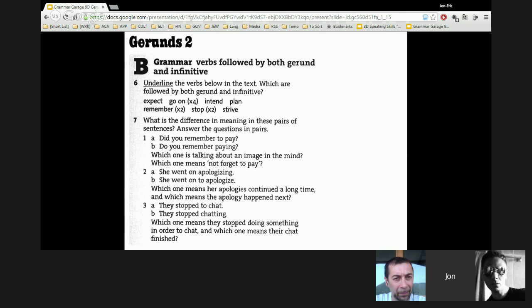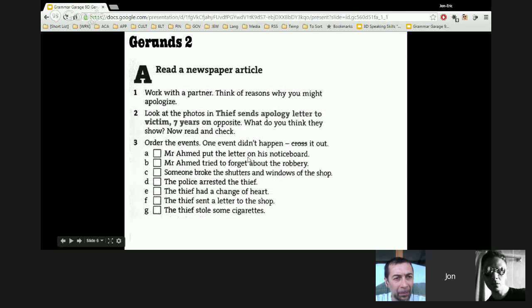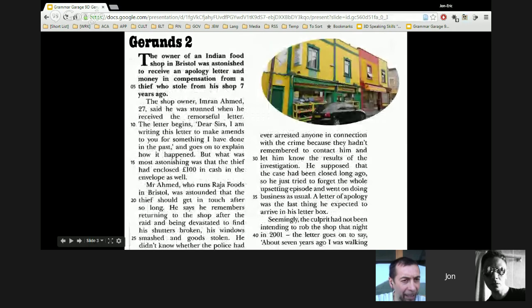Max, give me one verb that can be followed by both the gerund and the infinitive. Just give me one. Writing. In line 10. Slide number 3, line number 10. And where is the example? Can you read it for us? Dear sirs, I am writing this letter to make amends. Yes, of course, to make amends.